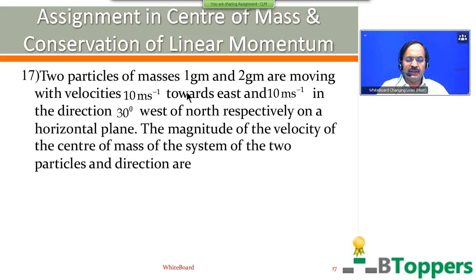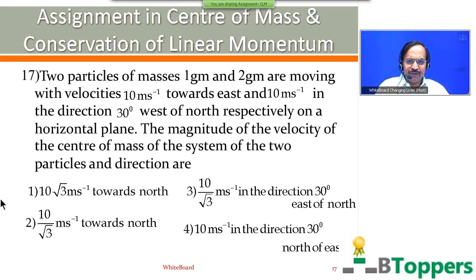Two particles of masses 1 gram and 2 gram are moving with velocities 10 meters per second towards east and 10 meters per second in a direction 30 degrees west of north respectively on a horizontal plane. The magnitude of velocity of center of mass of the two particles and direction are? Come on, try the question.